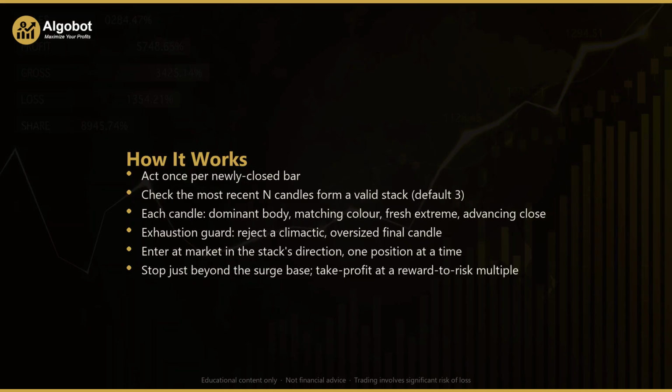If everything passes, the EA signals an entry at the current market price and only ever holds one position at a time. Risk is structural. For a long, the stop is placed just below the base of the surge, the lowest point of the oldest stack candle, with a small buffer measured as a fraction of the whole stack's range. For a short, it's mirrored above the base. Finally, the take profit is set at a fixed multiple of that risk, the RewardRisk parameter, defaulting to 1.8. So if the stop is 40 pips away, the target sits about 72 pips in your favor.